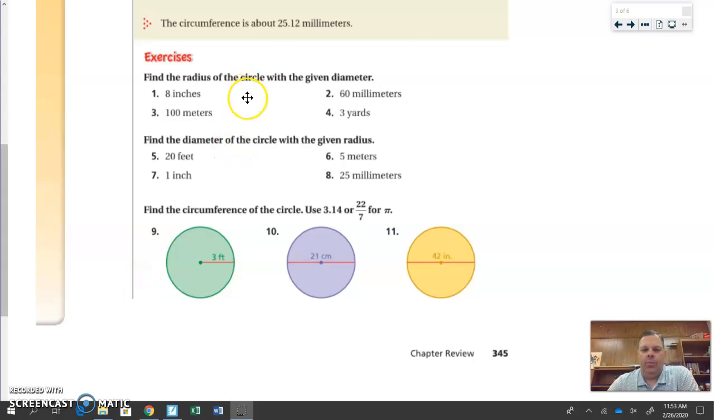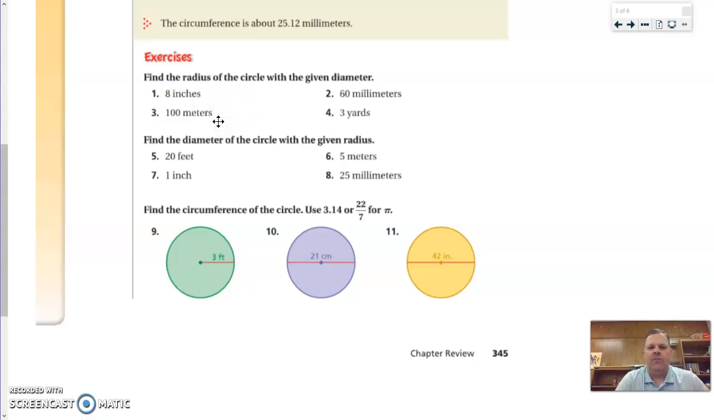Some of the problems that we will be working on are finding the radius of the circle when we have the given diameter. If we have a diameter of 100, we know that the new radius would be half of that, so we would have 50 meters for this one right here. If the diameter is 3, we would divide that by 2. Our answer would be 1.5 yards.